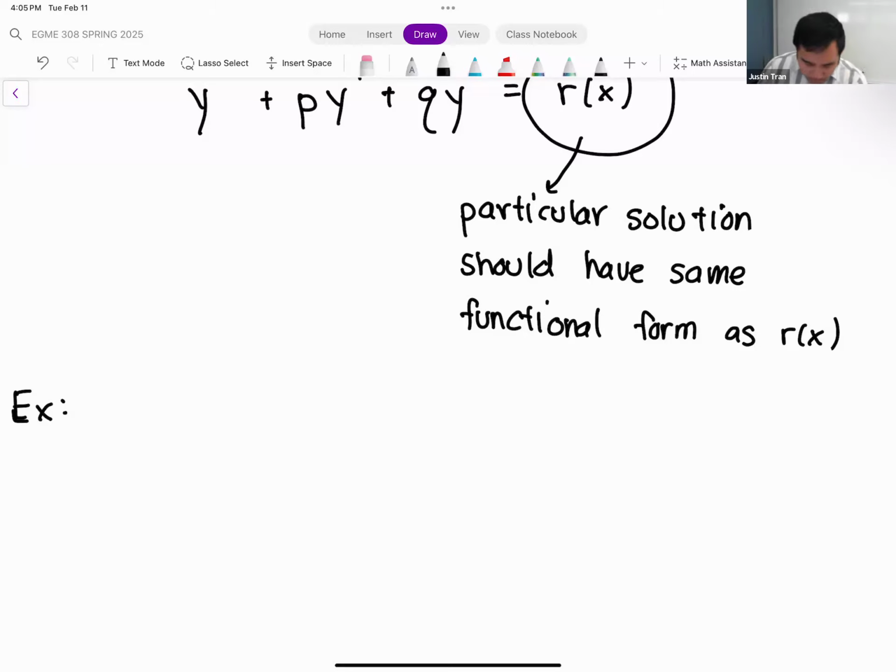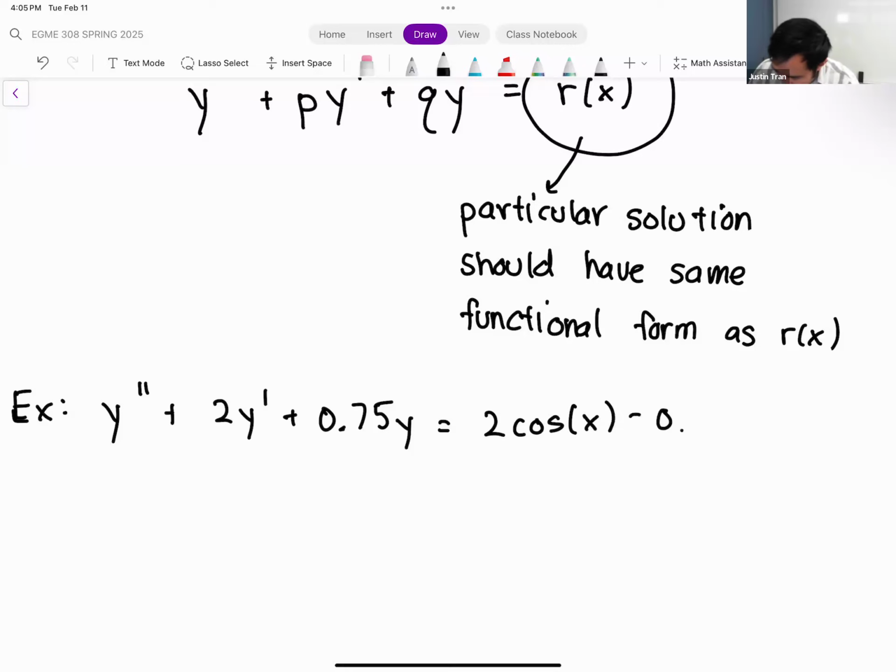Okay. So for this example, we have y double prime plus 2y prime plus 0.75y equal to 2 cosine of x minus 0.25 sine of x plus 0.09x. Okay. All right, and so what we want to do is solve for the full solution to this problem. So that's the homogeneous solution as well as the particular solution, and then add them together.